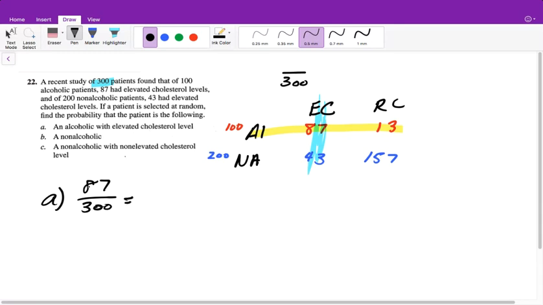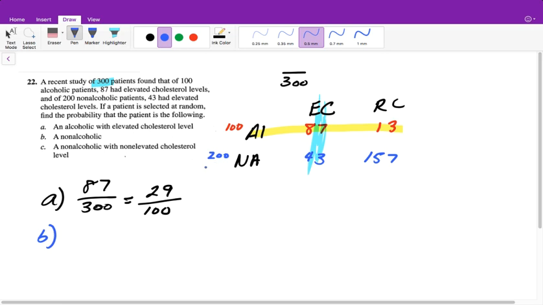This reduces because 3 goes into 87. See, it goes into it 29 times. And 3 goes into 100, or 300, 100 times. So it'll be 29 over 100. Right, for B, it says a non-alcoholic.